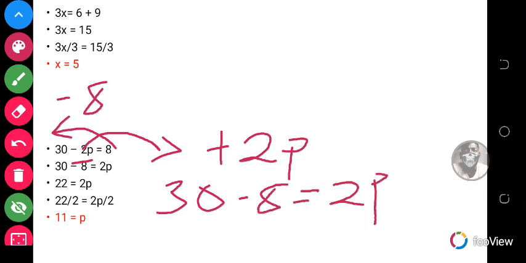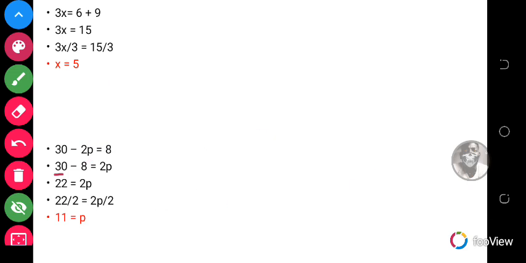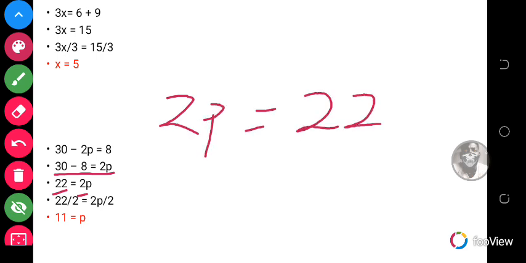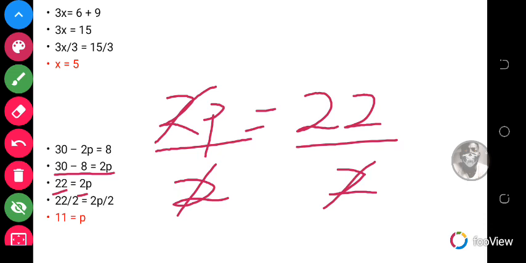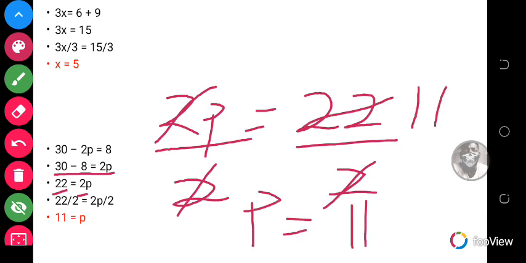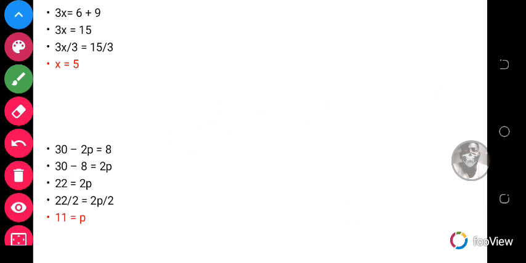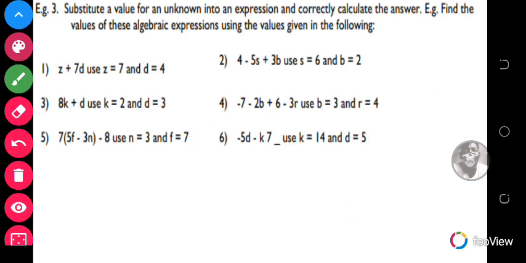So that is what we have here. 30 minus 8 is what? 22, and 2p is down here. We want p to stand alone, so we divide both sides by 2. Whatever we do on one side, we make sure we do on the other side. So we divide here by 2, divide here by 2, and what do we get? 11. So the answer will be p is equal to 11. So that is how to solve it.